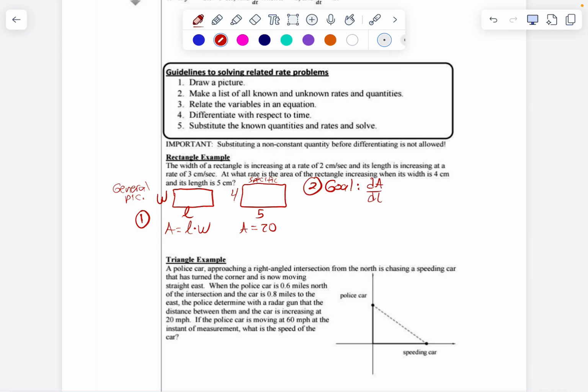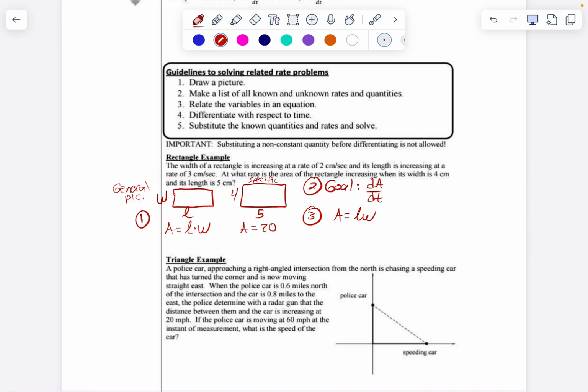dA/dt. You guys see that? It says, at what rate is the area? That's dA/dt. Step 3. Here's the money step. We need a relationship between them. Well, in this case, it was pretty easy. A equals length times width. Okay.